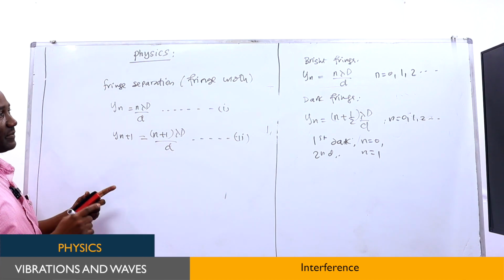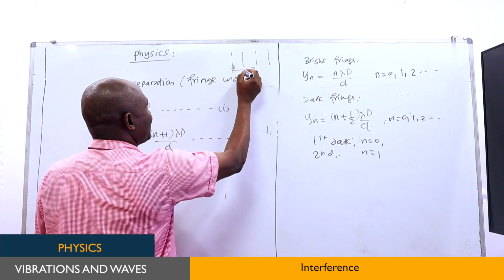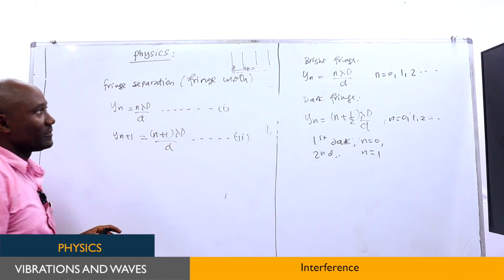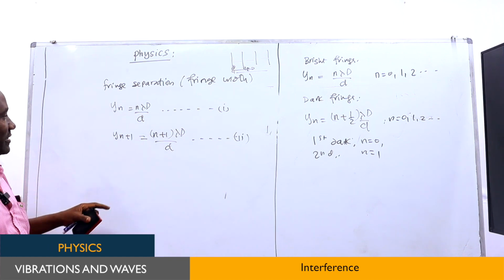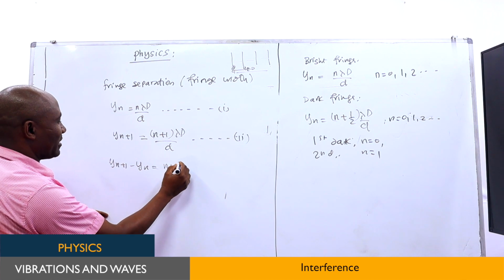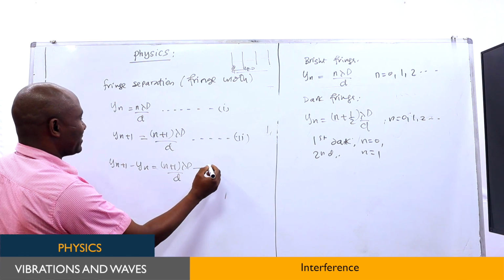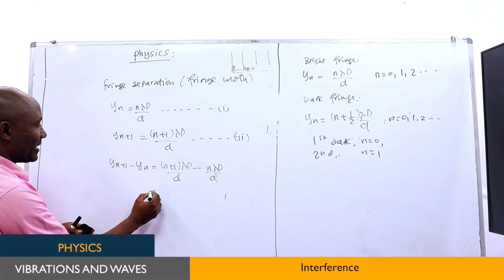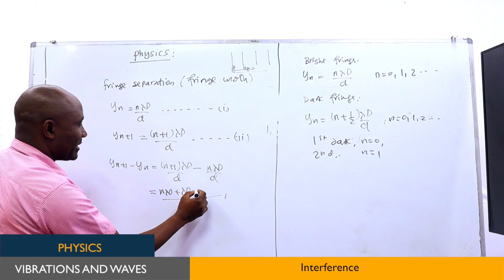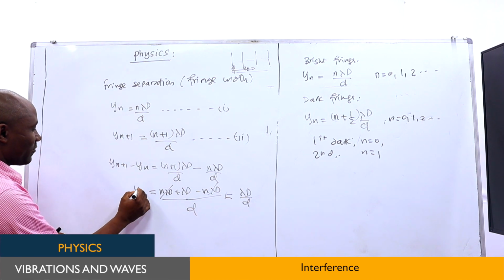We want to find the formula for the fringe separation, the distance between two fringes. The center is here; this distance is maybe y1, y2, and this distance from the center is y3. We want the distance between two fringes, either dark or bright. So we find the difference: y(n+1) minus yn equals (n plus 1) lambda D over small d minus n lambda D over small d. If you open the brackets, this will be n lambda D plus lambda D, all under the same denominator, minus n lambda D. The n lambda D cancels out, so we remain with lambda D over small d. So that is the formula for the fringe separation.